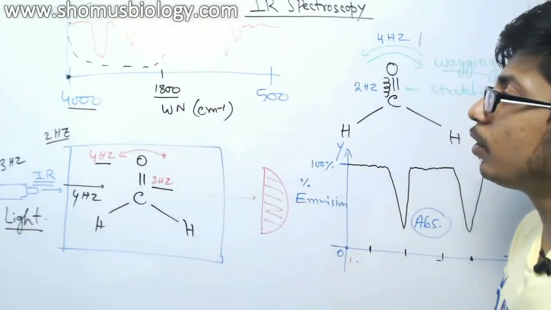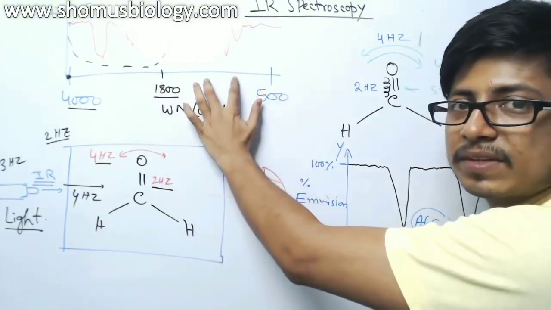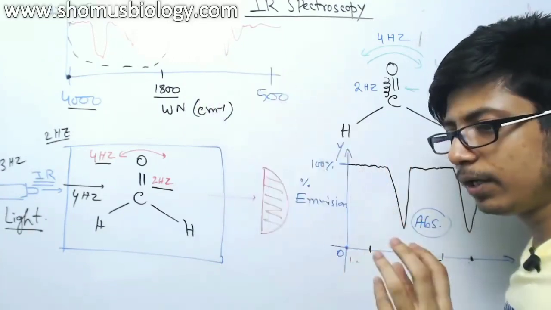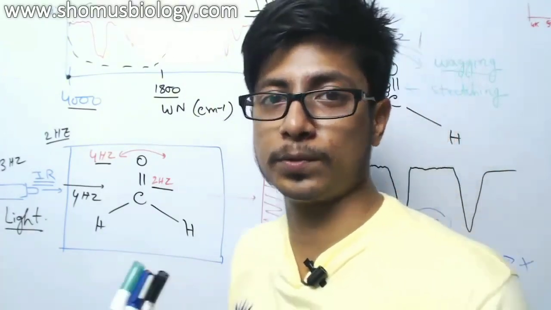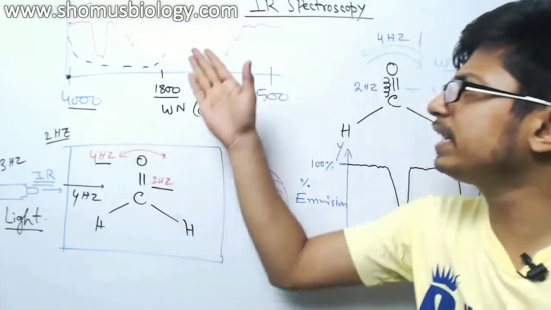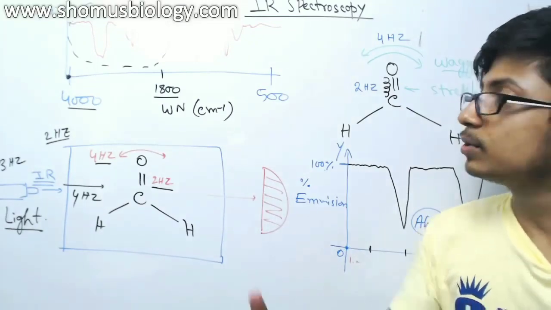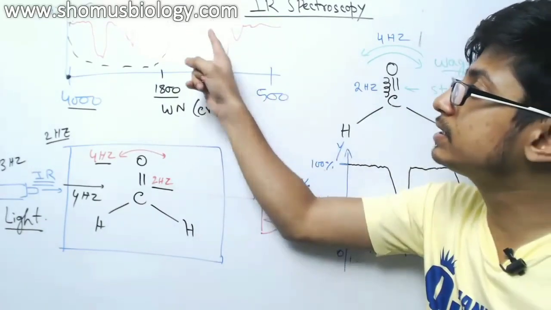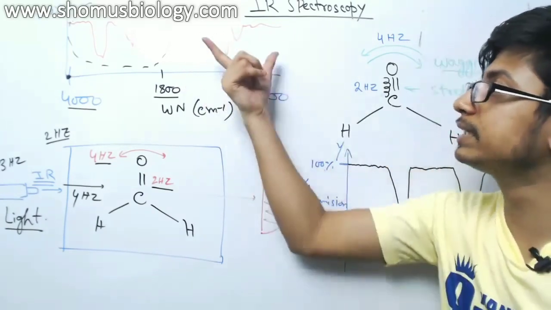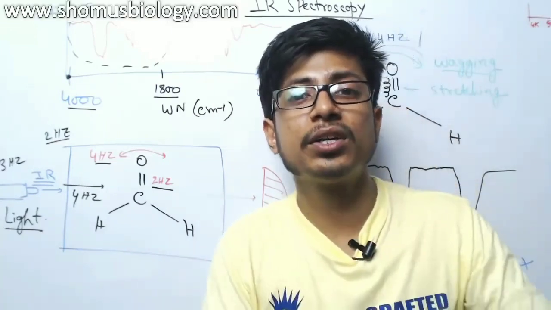But now if we go from 1700 to 500, that range is mostly filled with very tiny modifications among those functional groups, and that is very specific to the specific molecules. So that region of the spectra is very important, and the resolution is also very important at that end of the spectra, because that is known as the fingerprint region.